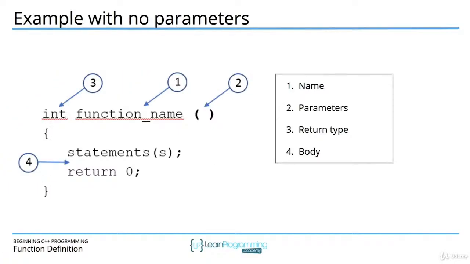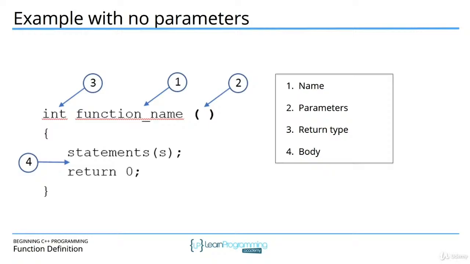Here we have a simple function definition. Notice the name of the function is function_name. And after the function name, we have open and closed parentheses. In this case, this function expects no parameters, so there's nothing inside the parentheses. This function returns an integer. We specify that by providing the type of the return value before the function name. Finally, we have the body of the function, which consists of statements inside curly braces.